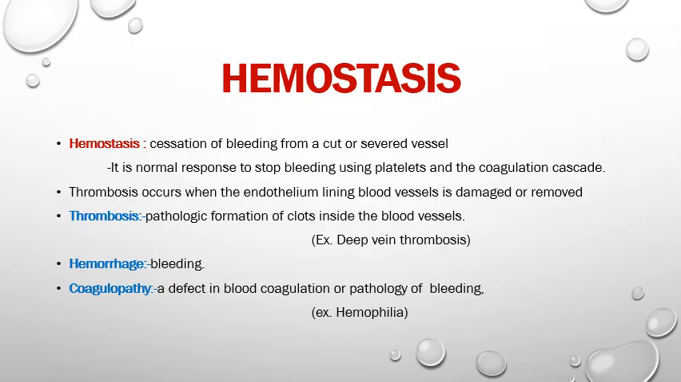Thrombosis is another form of blood clot that occurs when the endothelium lining blood vessels is damaged or removed. Thrombosis, its definition is pathologic formation of clot inside blood vessels. Its example is deep vein thrombosis. Hemorrhage means bleeding. Coagulopathy, a defect in blood coagulation or pathology of bleeding, for example, hemophilia.